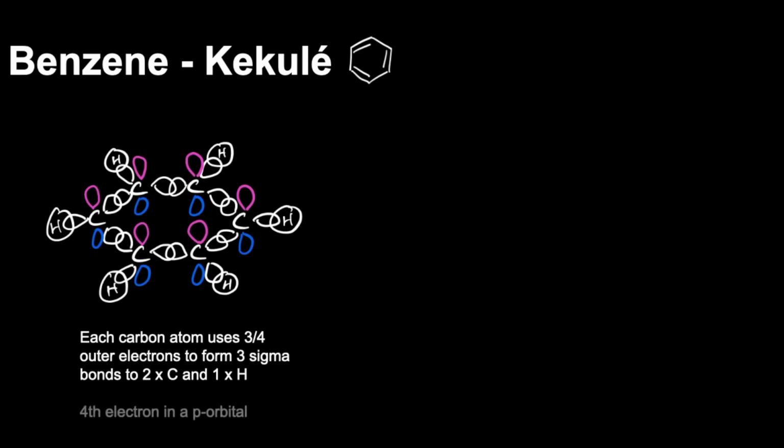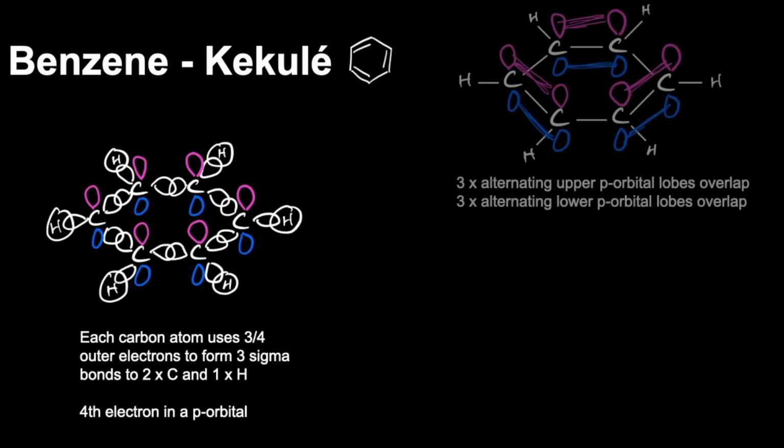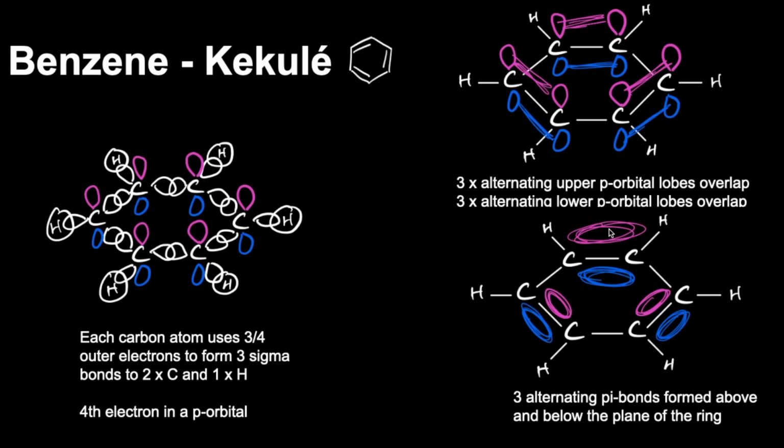So the 4th electron is in a p orbital, which I've represented with the upper pink lobe and the lower blue lobe. To get Kekulé's structure, you've got to have alternating lobes of p orbitals overlapping with each other. That would generate 3 specific alternating carbon-carbon double bonds. So you've got carbon-carbon double there, then carbon-carbon single, just the sigma bond there, back to double, single, and so on. So that was Kekulé's proposed structure.